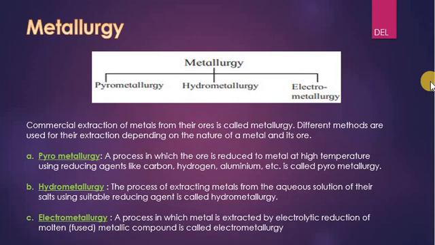Pyrometallurgy is the process where the ore is reduced to the metal at higher temperature using a reducing agent like carbon, hydrogen, aluminum, etc. Hydrometallurgy is the one where the extraction of metal happens in aqueous solution using a suitable reducing agent. And electrometallurgy is the one where the metal is extracted by the electrolytic reduction method from its molten state.